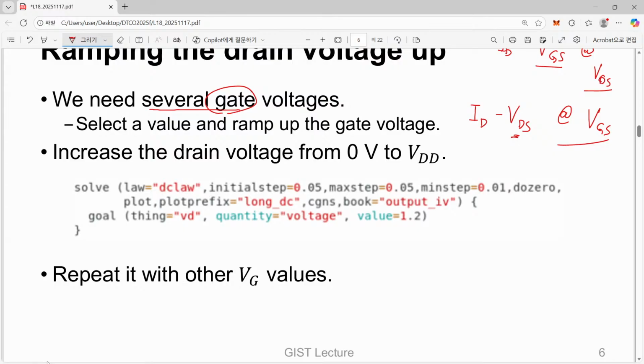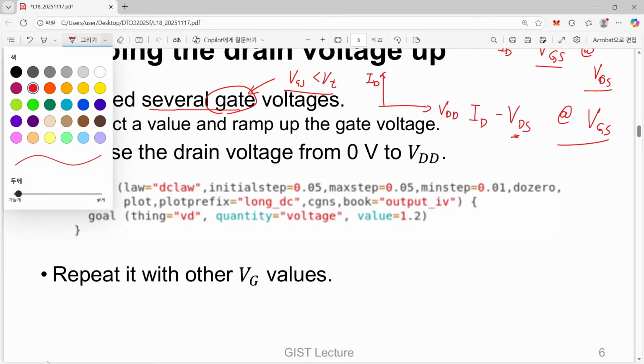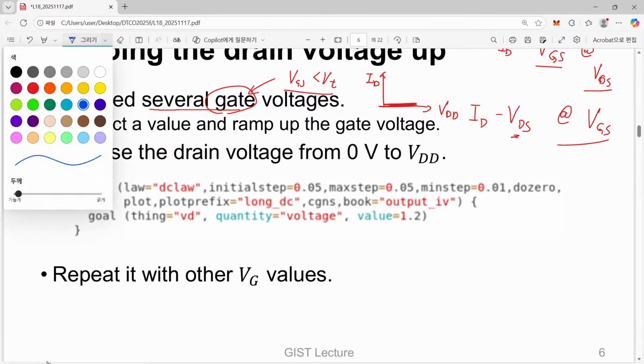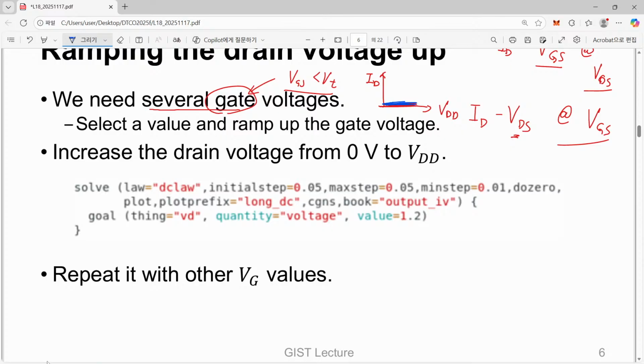If your applied gate voltage is lower than the threshold voltage, then it is certain that when you draw your ID as a function of VDS, you will have just a horizontal line. Although you change your drain voltage, it does not conduct at all. That will be the case for gate voltage lower than the threshold voltage.